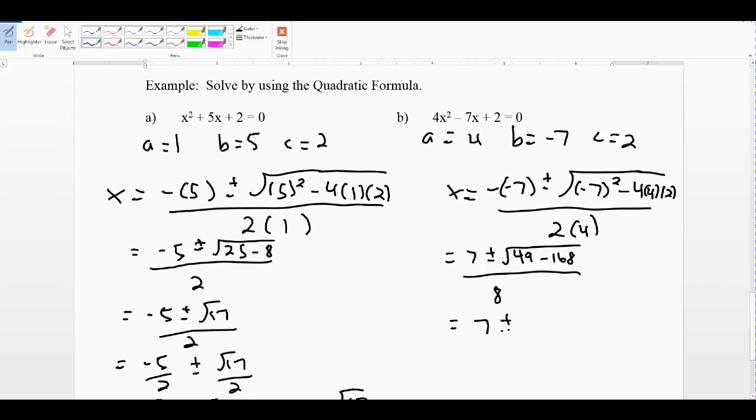Equals 7 plus or minus. 49 minus 168 is the square root of, that is a negative. Let's make sure. It's negative 119.